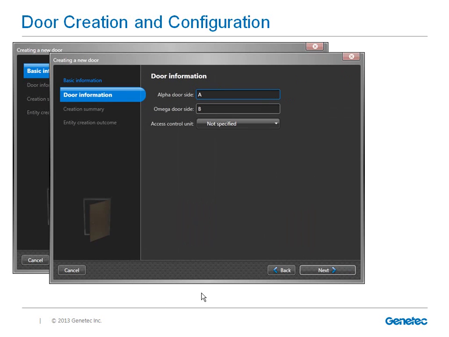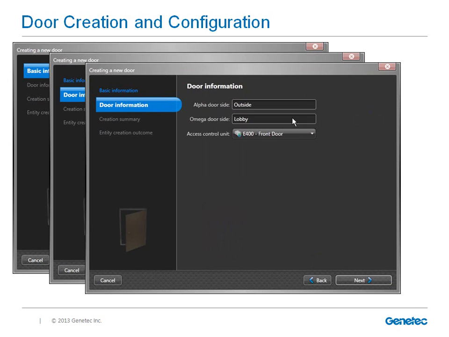Now, under the door information, you see the names of the sides of the door. By default, it just calls them door side A and door side B, but you can rename those to something more relatable, such as outside and lobby. This will be important later on when we look at areas and need to specify which side is to enter the area and which one is to exit the area.